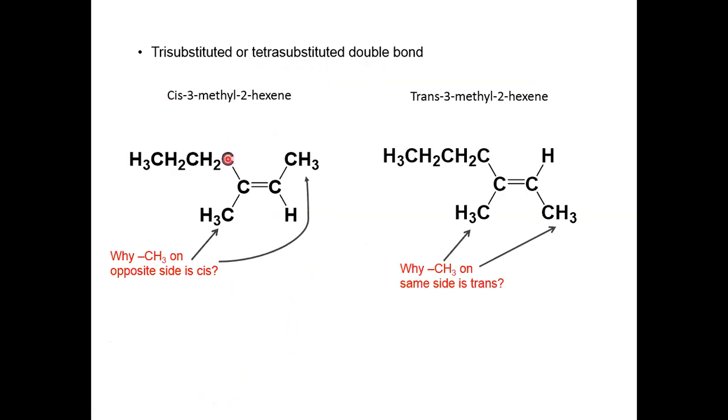So the first requirement is you have to have a double bond. So the first requirement is completed. So the question is, why is methyl on the opposite side cis?